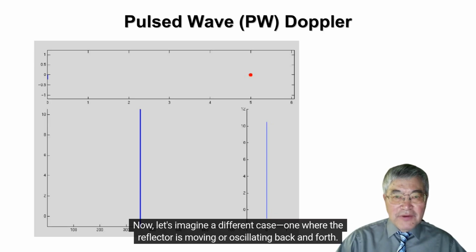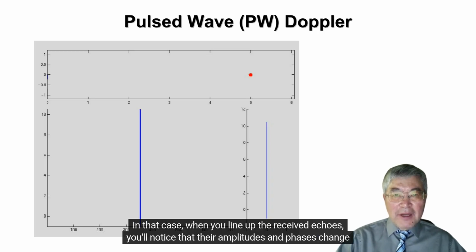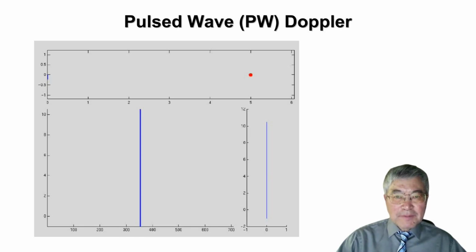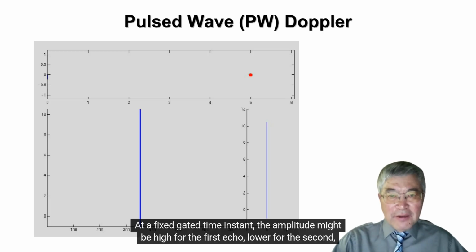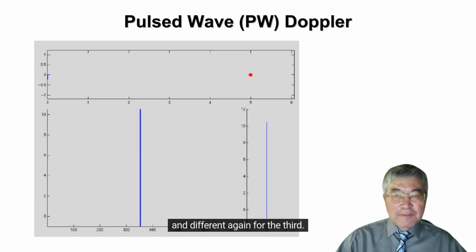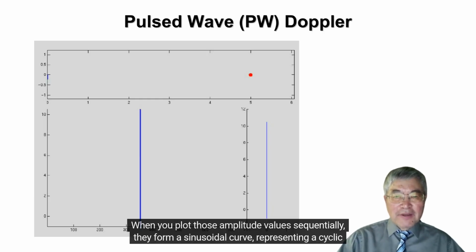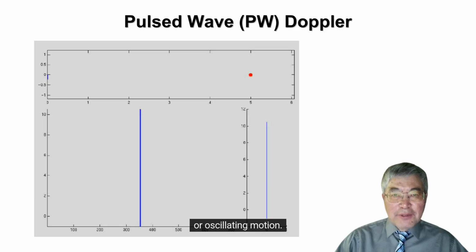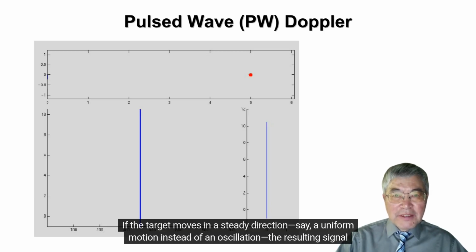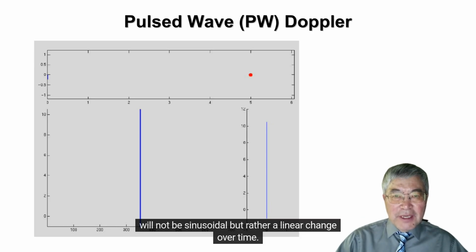Now, let's imagine a different case, one where the reflector is moving or oscillating back and forth. In that case, when you line up the received echoes, you'll notice that their amplitudes and phases change from pulse to pulse. At a fixed gated time instant, the amplitude might be high for the first echo, lower for the second, and different again for the third. When you plot those amplitude values sequentially, they form a sinusoidal curve representing a cyclic or oscillating motion. If the target moves in a steady direction, say a uniform motion instead of an oscillation, the resulting signal will not be sinusoidal but rather a linear change over time.